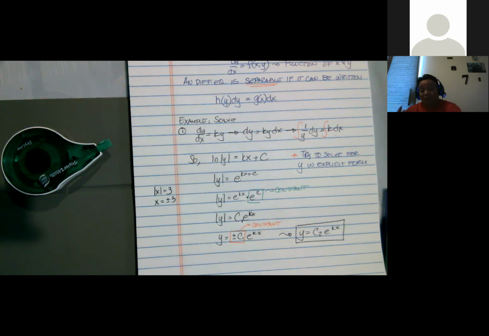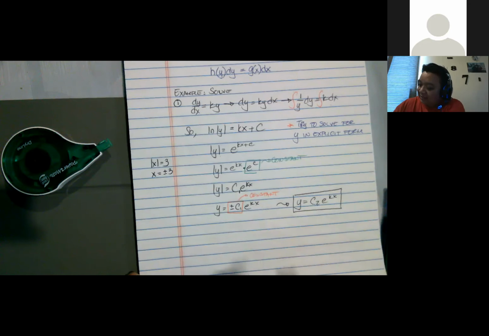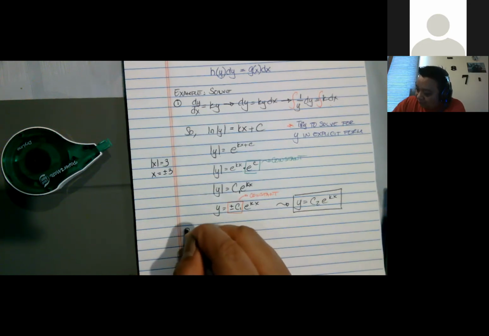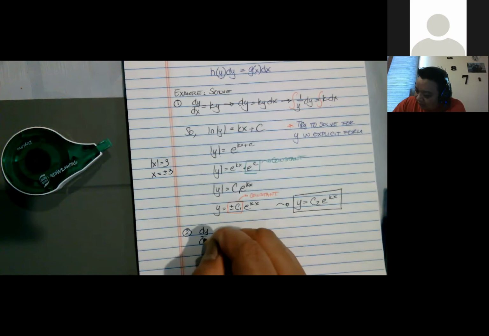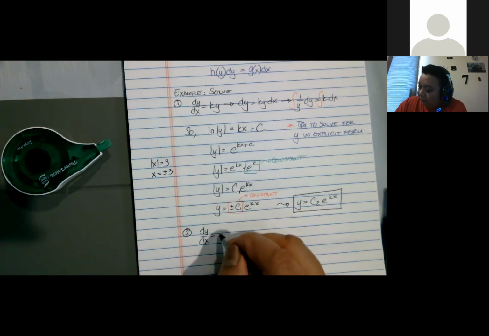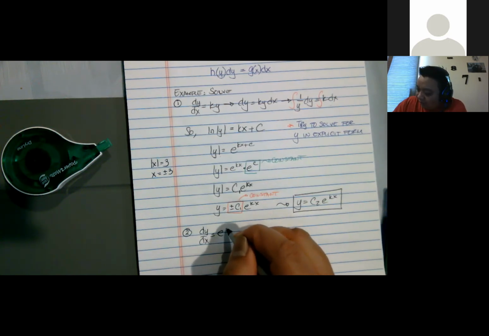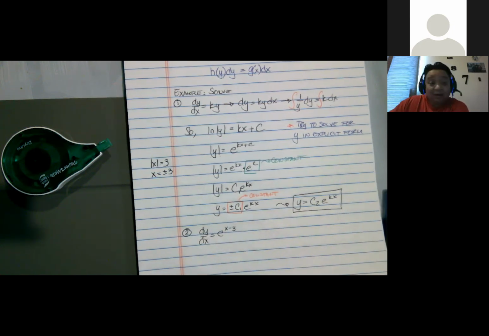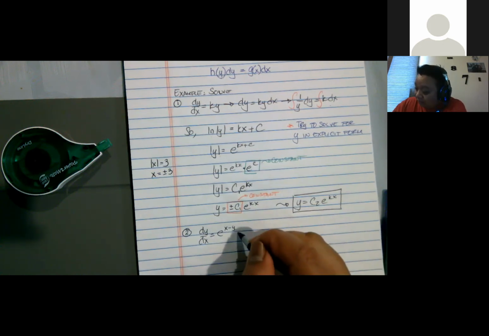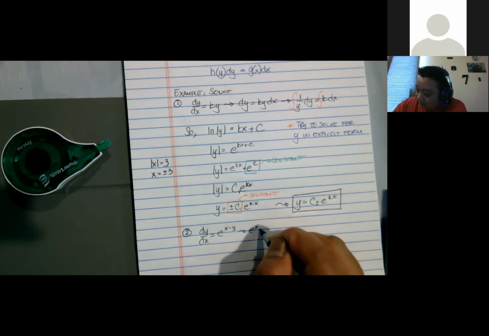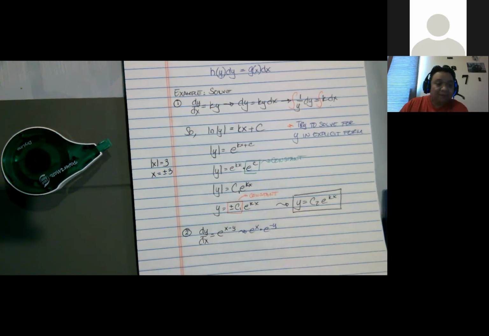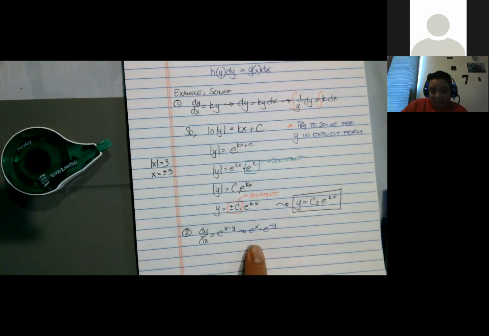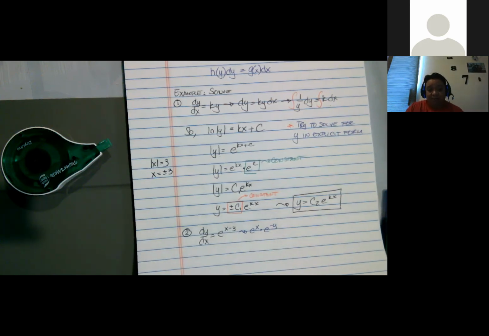Okay, so I want you to try one. Example number 2: dy/dx is equal to e to the x minus y, which, by the way, is e to the x times e to the minus y. Okay, so see if you can separate this and then solve by integrating both sides. Go ahead and try this out.